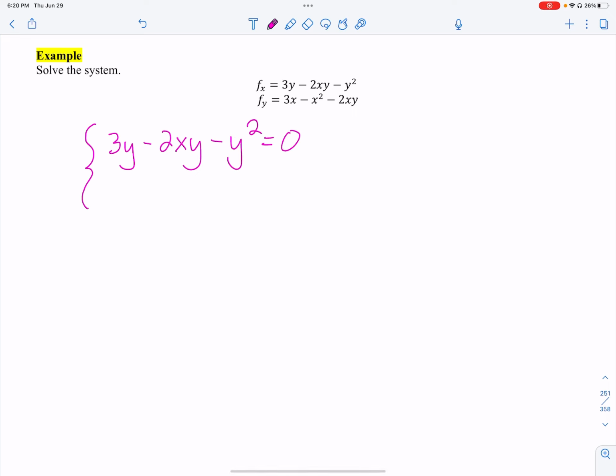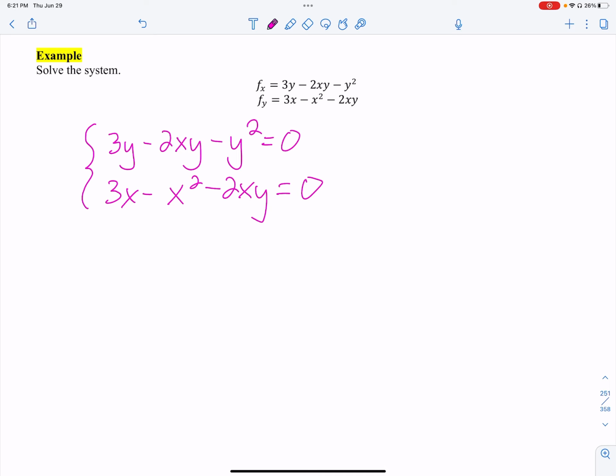All right, that's equal to 0. Then I got 3x minus x squared minus 2xy equals 0. There we go. So there's our system, and we have to find one way to get it to work out for us.